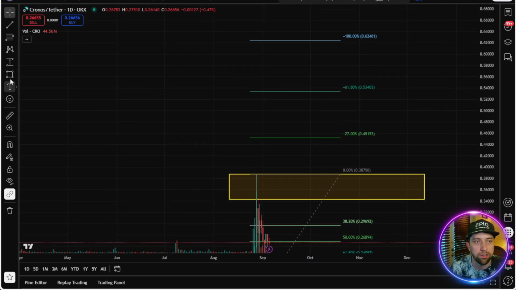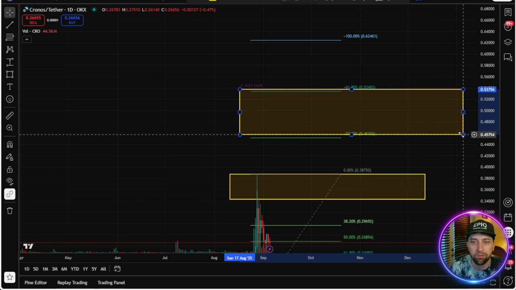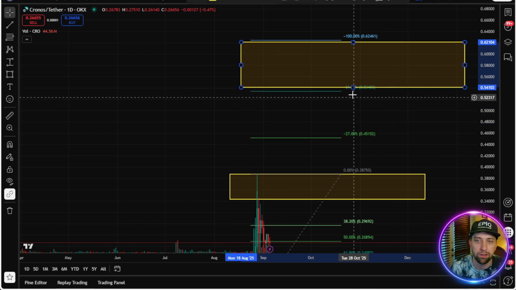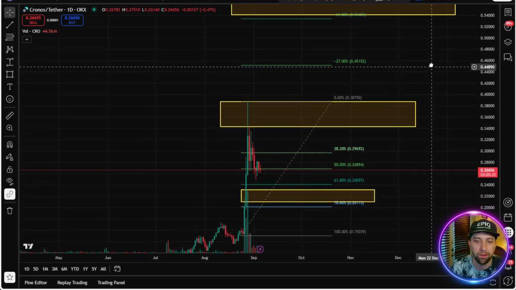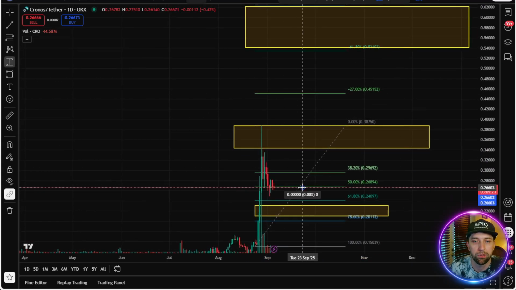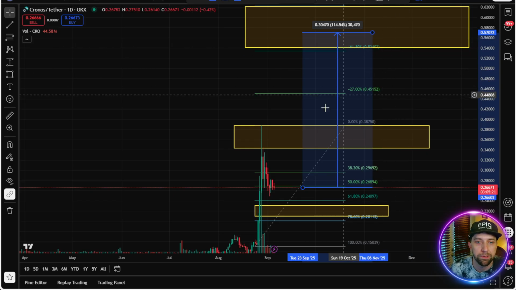then you could see it push up to the TP2 to TP3, which is going to be anywhere up here from 45 cents up to 53 for take profit 2, and then 53 cents to 62 cents for take profit 3. And that obviously would be a nice little push from current price. You would still be looking at the potential of hitting a 114% trade.